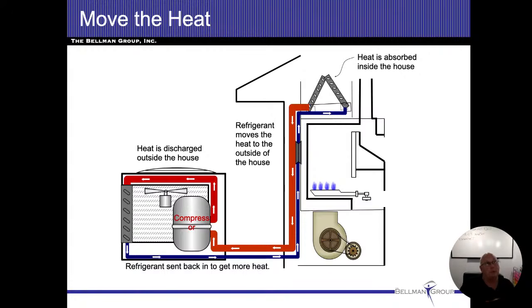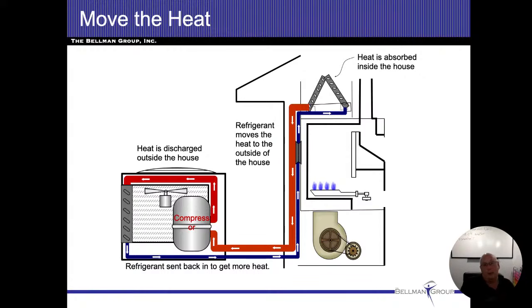So after we compress it, we're somewhere around 150 degrees. After we discharge heat, we're somewhere around 90 to 100 degrees. It's going to be warm to the touch, the liquid line. The liquid line goes through the restrictor. It's going to drop down to somewhere around 20 degrees. Probably not that close, more like 50 degrees.